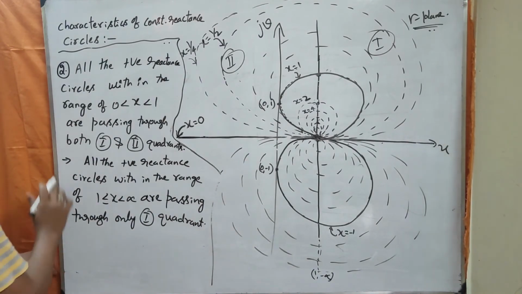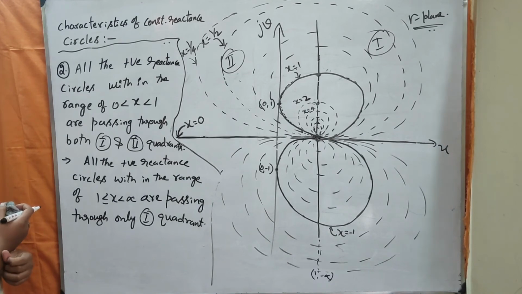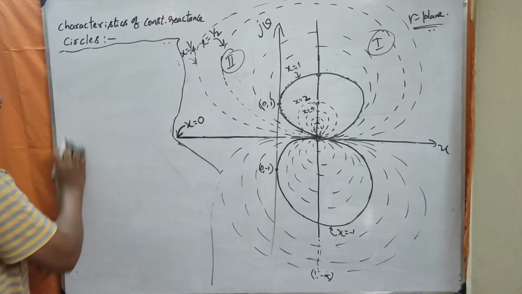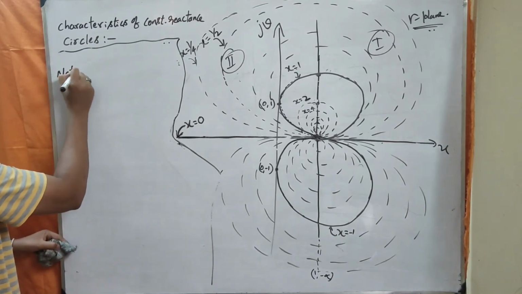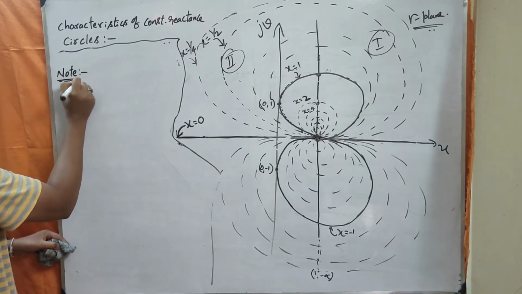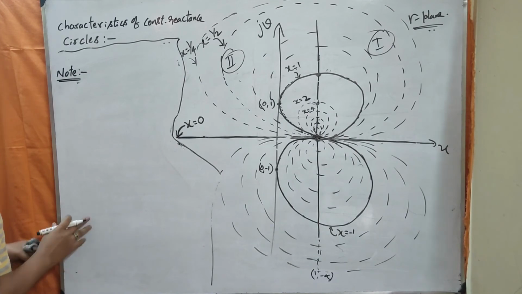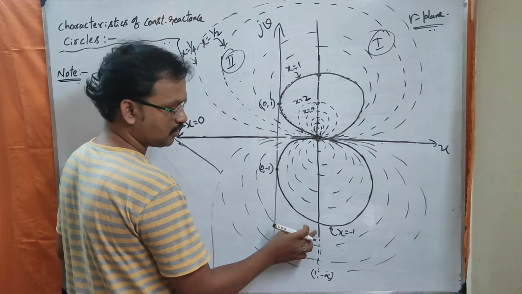Okay, so under this second point, we can write a note. Under that note, we will write for negative reactance circles. So within this same second point, we are going to write a note. In this note, we will write for negative reactance circles here. Understood? Okay. So here x is equal to minus 1.